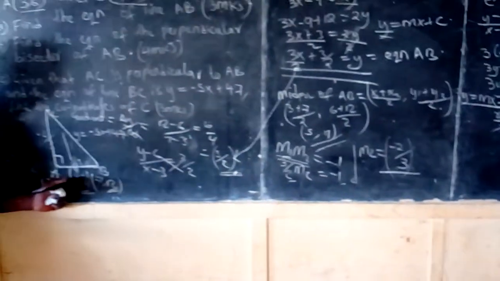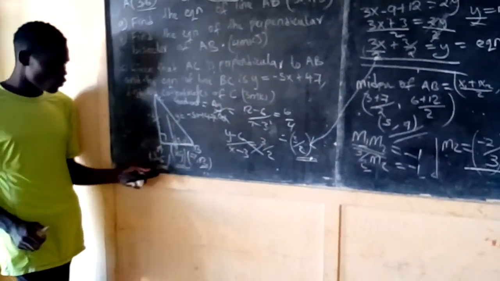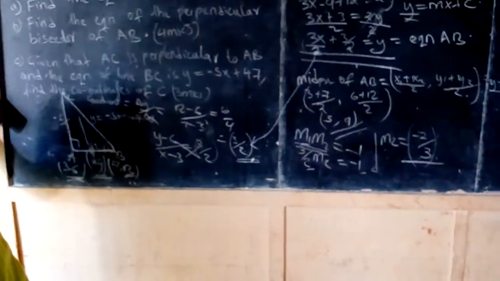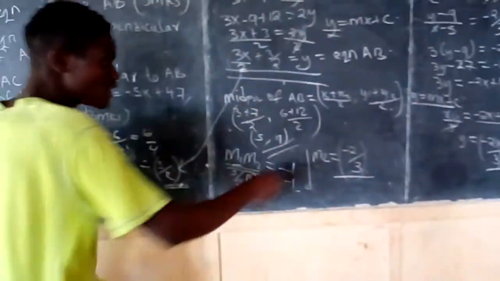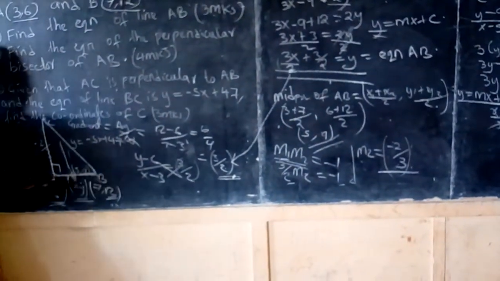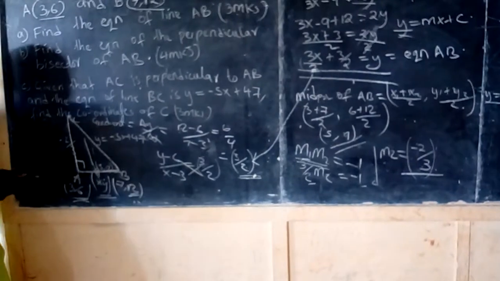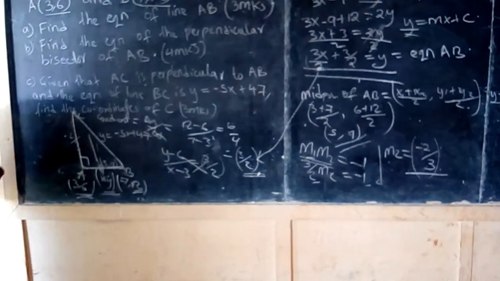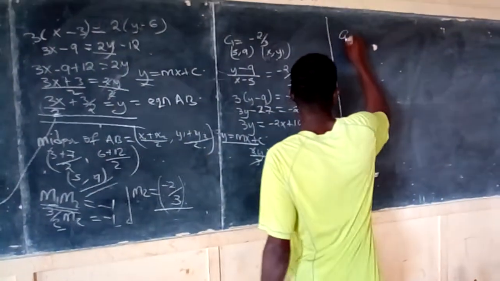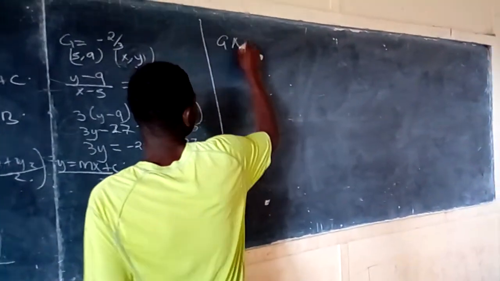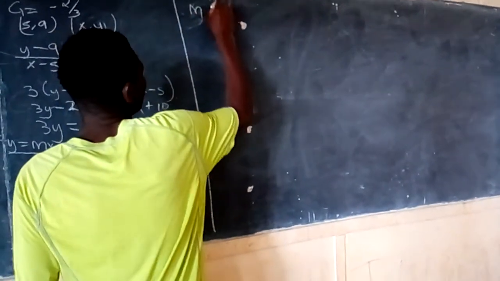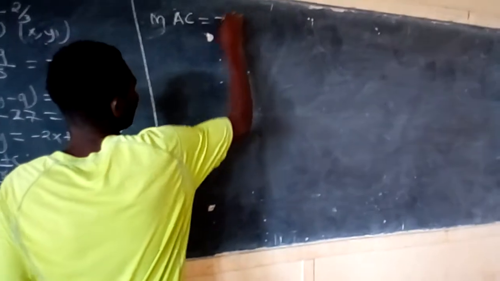But we found that the gradient of this was 3/2. And there was another line which was also perpendicular to this, and we found its gradient to be -2/3. Meaning this line also, its gradient is -2/3, because it is also perpendicular to line AB. The gradient is the same as the gradient of the perpendicular we found here. Now we found that the gradient of line AC, I can just say m_AC is equal to -2/3.